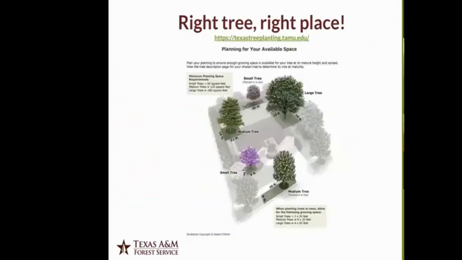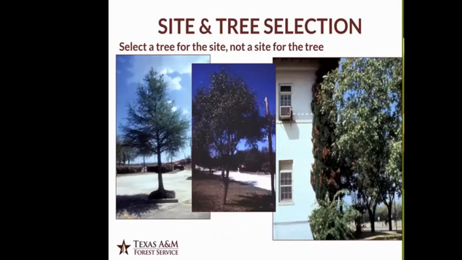And then our motto is right tree, right place, making sure that you're picking the right tree for the available space that you have. So this is a really nice graphic. And at the end, I'm going to show you all this website because it's really useful. You can pick your county and then what kind of characteristics you want in a tree and the available space that you have and things like that. But again, species selection is so important.